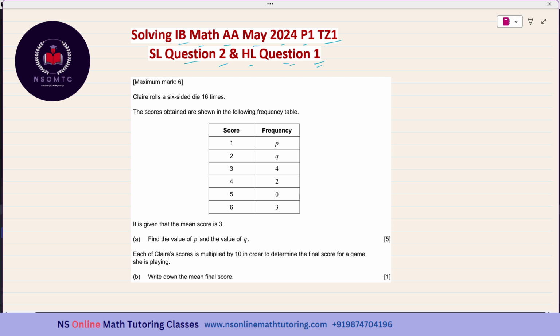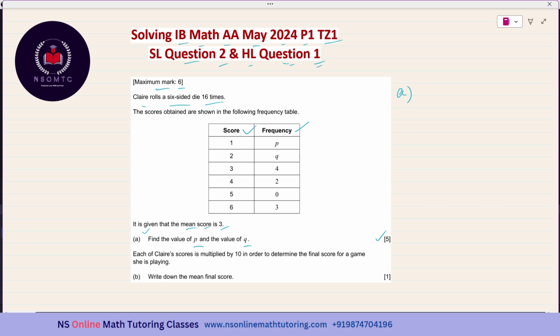So without any further delay, let us start answering this question. The maximum mark is 6. It says Claire rolls a 6-sided die 16 times. The scores obtained are shown in the following frequency table. These are the scores and these are the frequencies. It is given that the mean score is 3. Subpart A's question is: find the value of p and the value of q. It contains 5 marks.